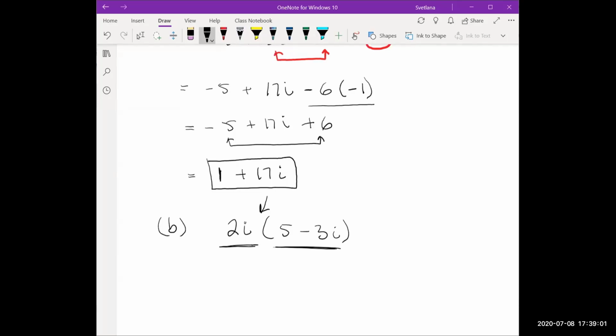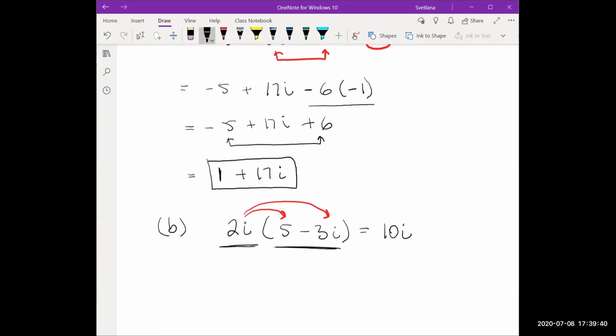So to multiply, just think in terms of distributive properties. We'll have to distribute 2i, multiply 2i by 5 and by -3i. When I multiply 2i by 5, I get 10i, right? 2 times 5 is 10.